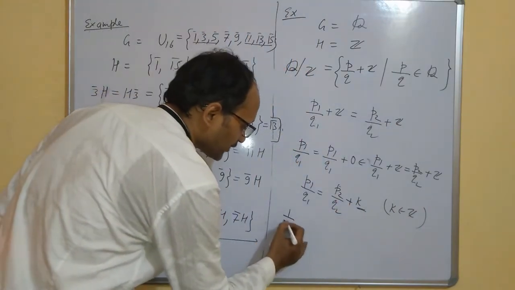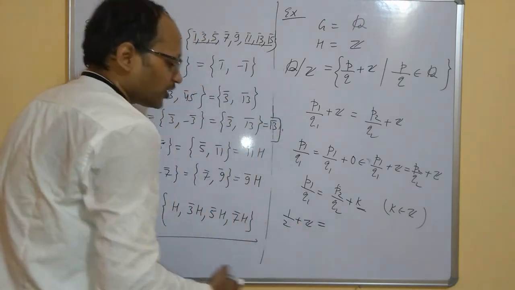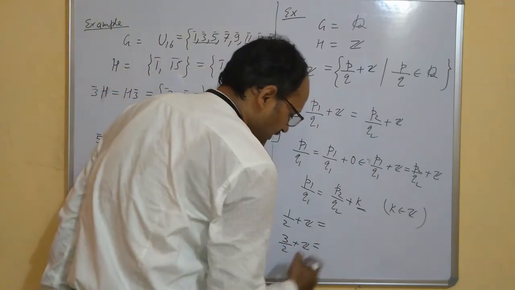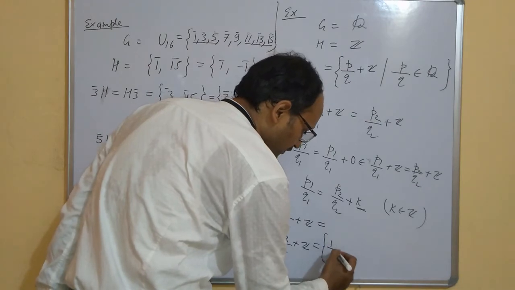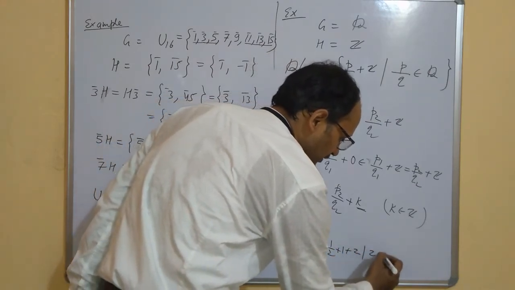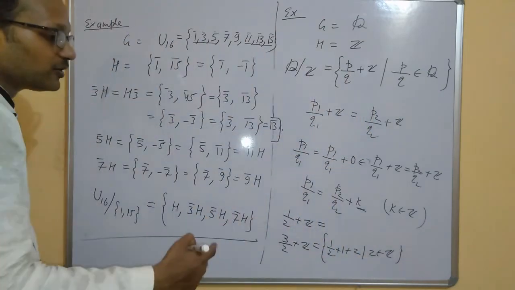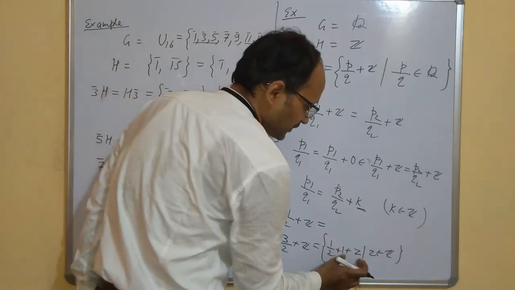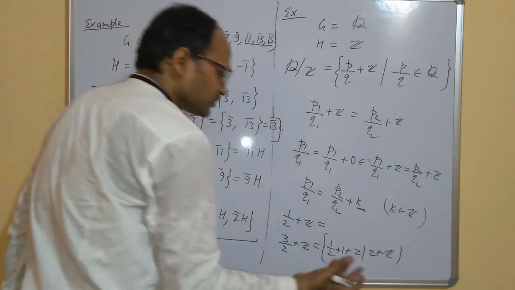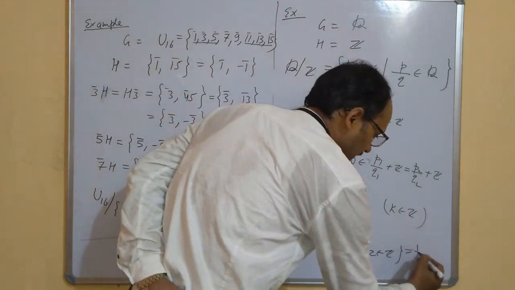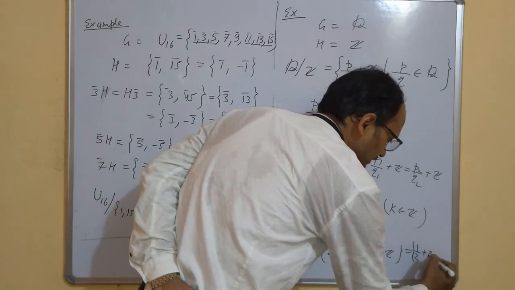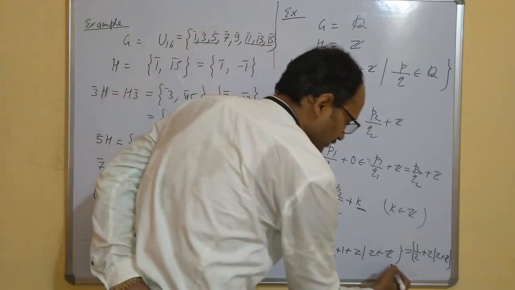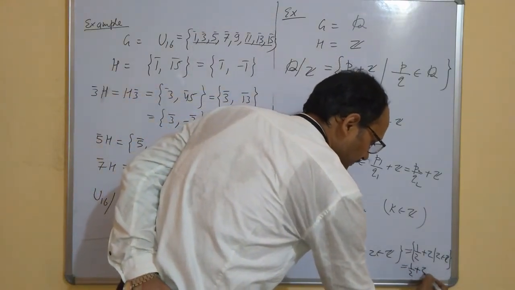For example, if you take 1 by 2 plus Z, or if you take 3 by 2 plus Z, you will get the same coset, because 3 by 2 plus Z will have elements of the form 1 by 2 plus 1 plus Z, such that Z belongs to Z. And when it varies over the whole of Z, this 1 plus Z will give you all the values of the integers. So it is simply nothing but half plus Z, such that Z belongs to Z. So both are the same thing. So this coset and this coset, half plus Z, are same.